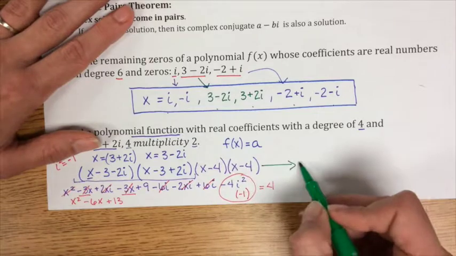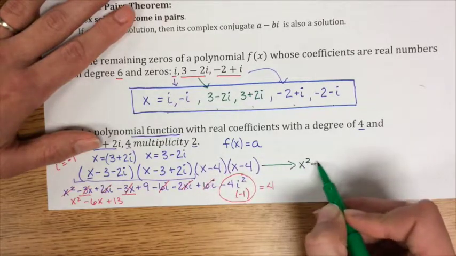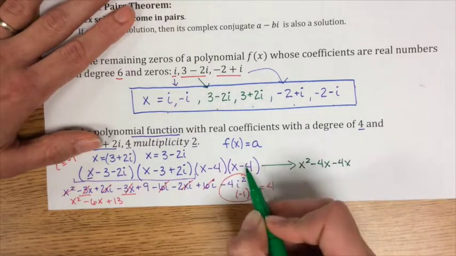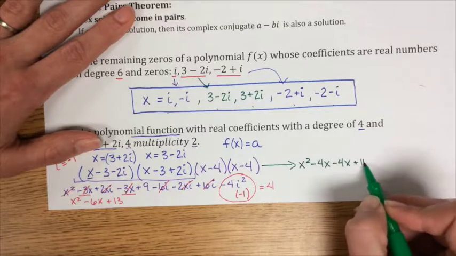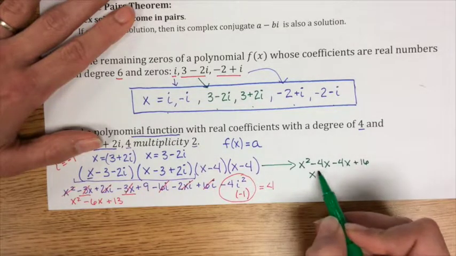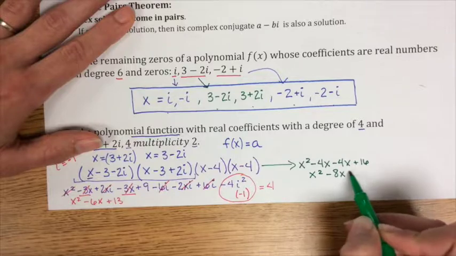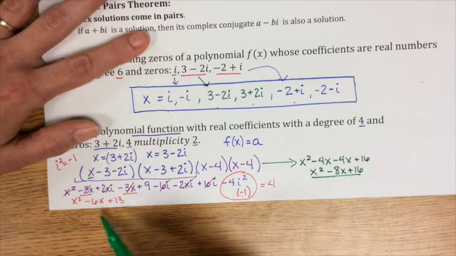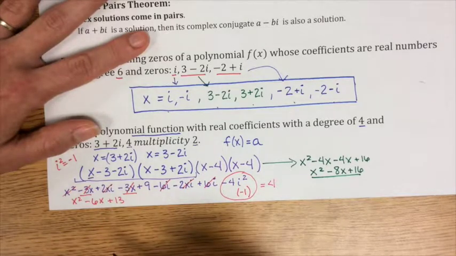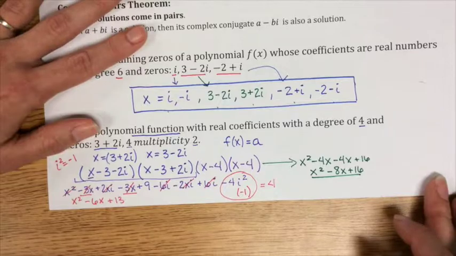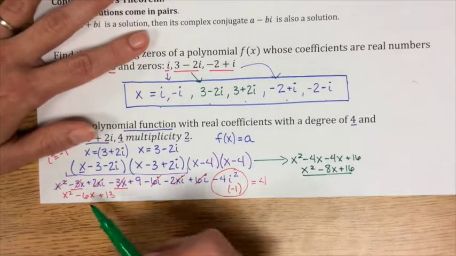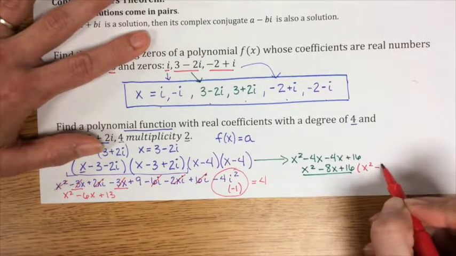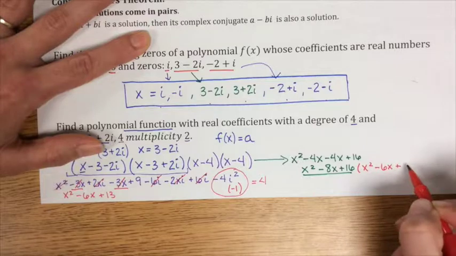So x times x is x squared. X times -4 is -4x. -4 times x is -4x. And -4 times -4 is +16. So this cleans up as x squared minus 8x plus 16. Now we have this, and we have this, and we need to multiply those two together. Okay, let's do it. All right, so I'm going to bring this red guy over here and say x squared minus 6x plus 13.